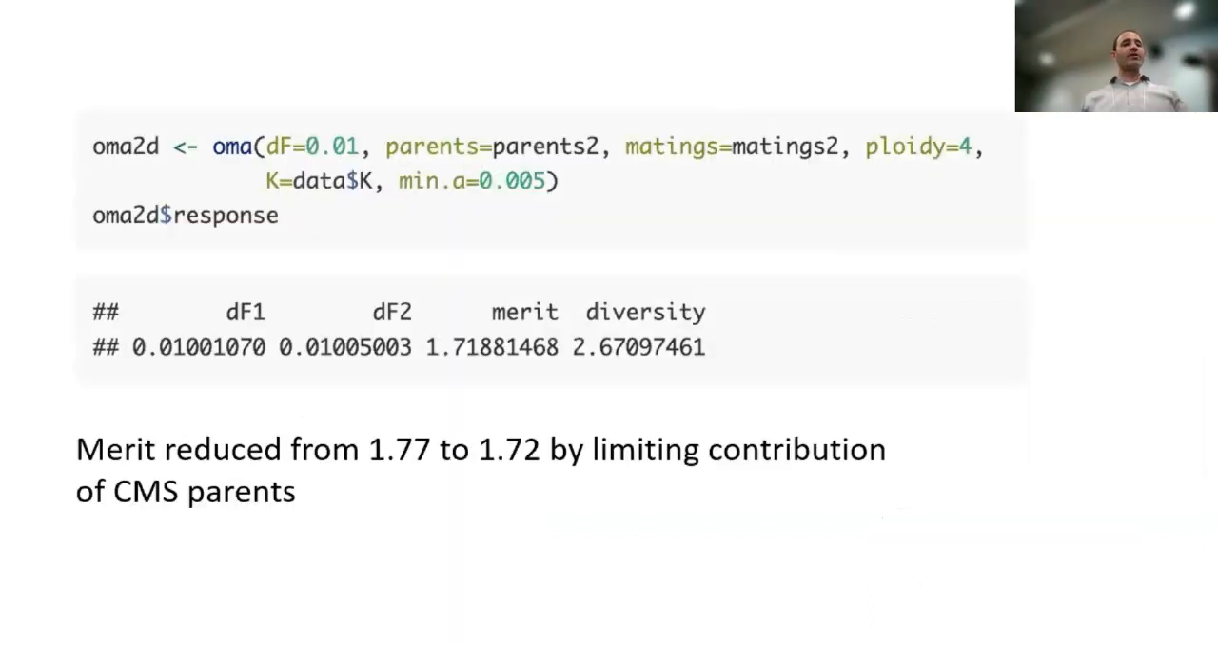So here's the OMA with this new constraint. Again, the merit has gone down, as it has to because I've added more limitations, but it's still not a big change for what I think is a real win, which is limiting how much CMS I have propagating in my program.